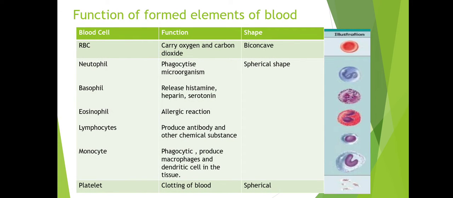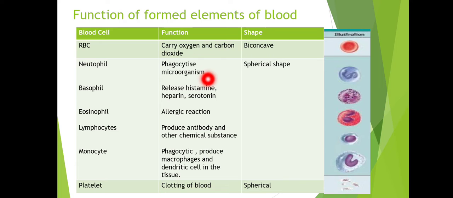Now coming to the functions of the formed elements of the blood. RBCs, yes, their function is known to one and all: they carry oxygen to the cells and organs, and give out carbon dioxide. They also carry carbon dioxide with them. They are biconcave in shape.